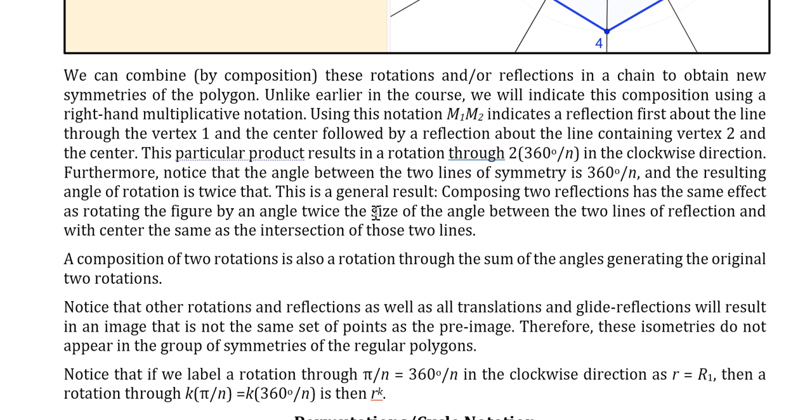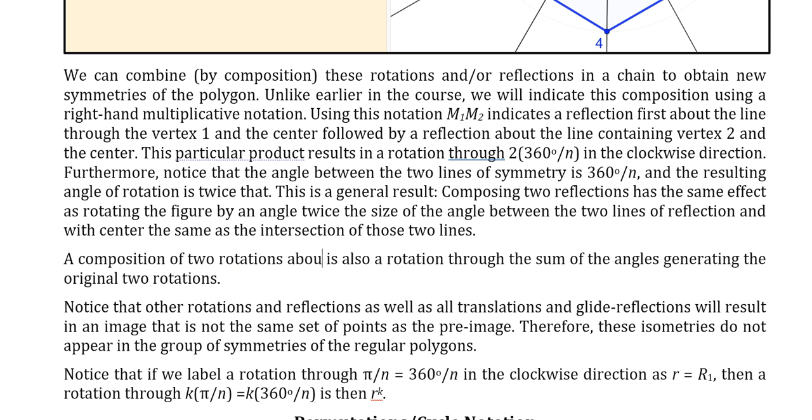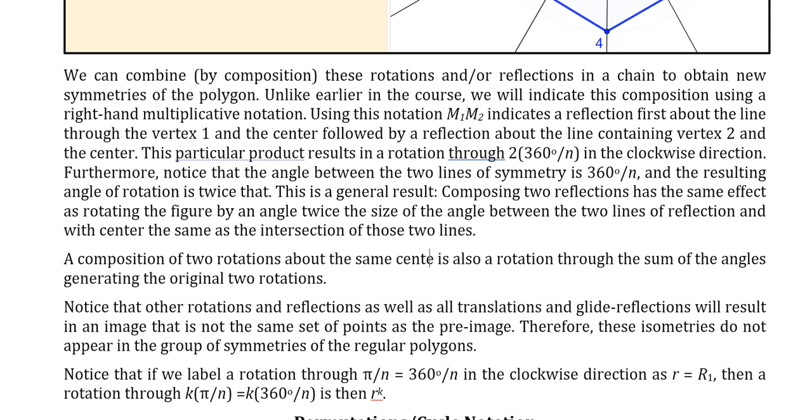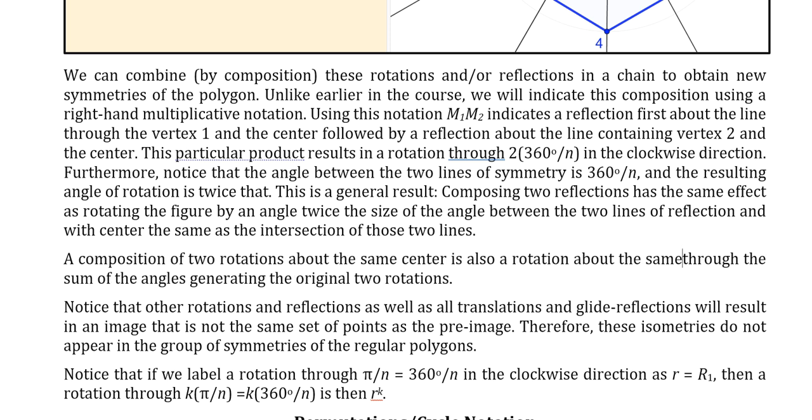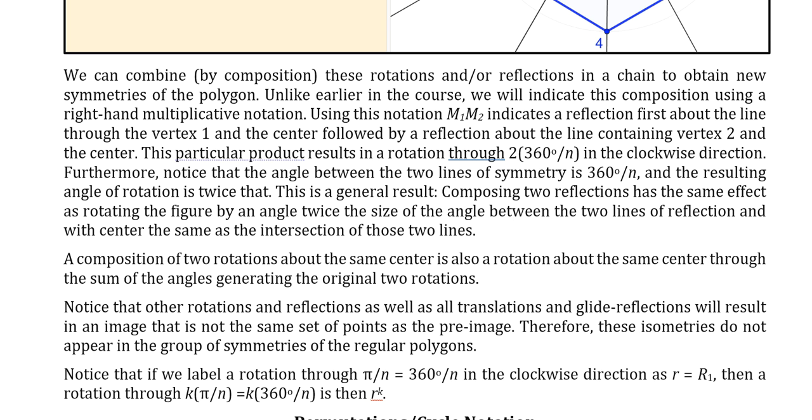We've seen this before. A composition of two rotations is also a rotation through the sum of the angles generating the original rotation. Two rotations about the same center, which is of course what we're dealing with here. Notice that other rotations and reflections, as well as all translations and glide reflections, will result in an image that is not the same set of points as the preimage. Therefore, these isometries do not appear in the group of symmetries of the regular polygons. You just have the 2n symmetries there.